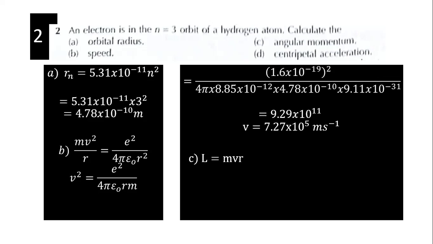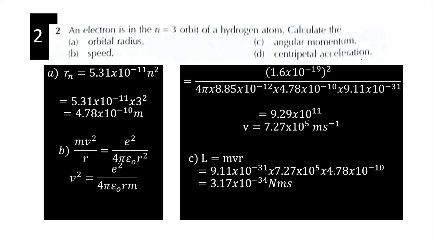What's the answer? 1.17 times 10 to the power negative 34. Okay, good. Just replace in your formula for angular momentum: mass of electron, speed, that's your speed, r, that's your r. Okay, centripetal acceleration. You can remember the formula, v squared over r. Or for angular momentum, you can use this one also. Either method.